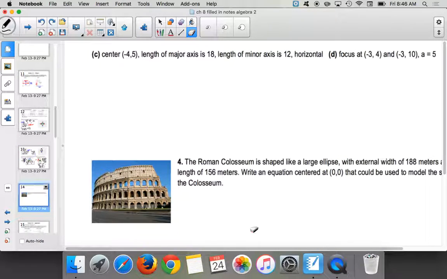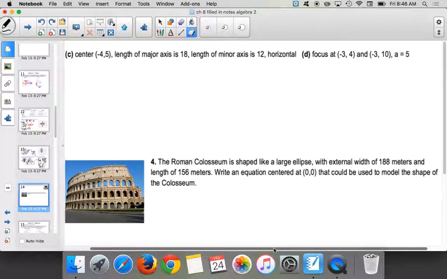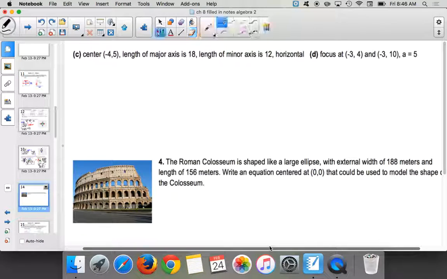Same thing. Do you guys want to try them? Try to sketch them out. Do you want me to do it so you can get your homework? All right. So your center is at -4, 5.